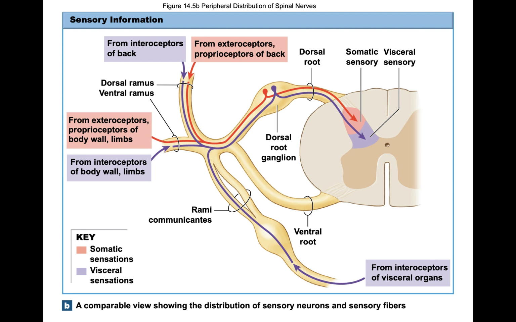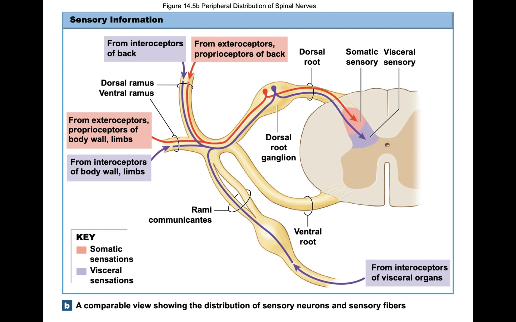Let's say somebody taps on your knee. Now that's going to send a somatic sensory neuron signal from the limbs. It's going to go through the dorsal root, and it's going to go to the dorsal gray horn. Someone tapping on your knee is going to activate an action potential. That's going to send information to the dorsal gray horn. Now that's the first level neuron that's bringing the information in.